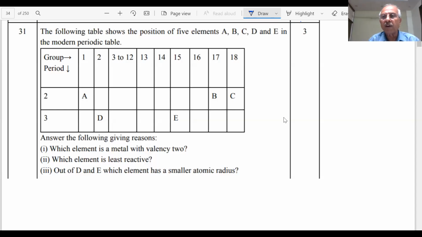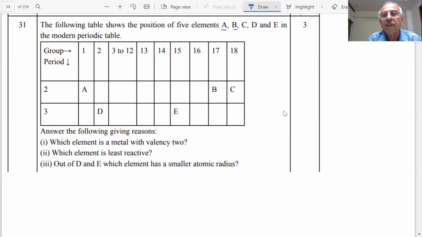Question number 31 from the CBSE sample paper released by CBSE. The following table shows the position of the five elements A, B, C, D, and E in the modern periodic table. Students, what you already know: you have a complete modern periodic table in the NCERT 10th class book.